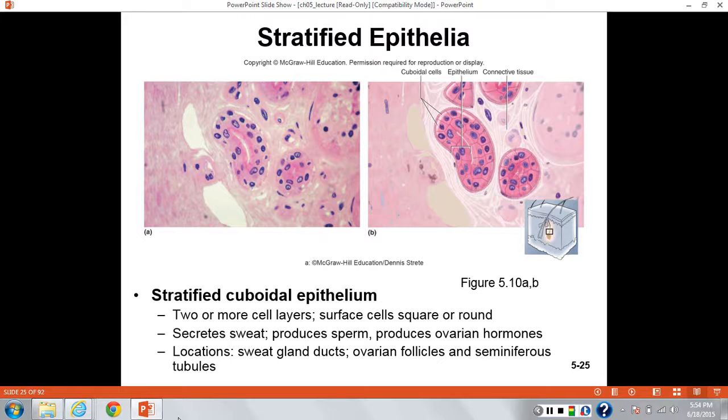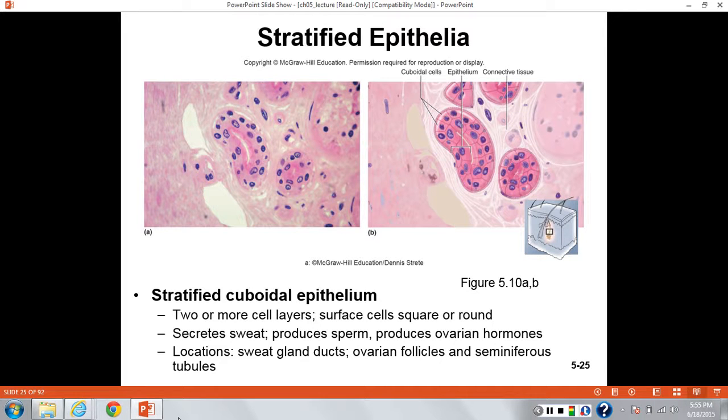Your stratified cuboidal epithelial cells. Where's this cell coming from? That picture's where? Your skin. You got two layers, the epidermis and the dermis. You got sweat glands, right? You got seminiferous tubules, you got ovarian follicles for sperm, hormone production, things of that nature.